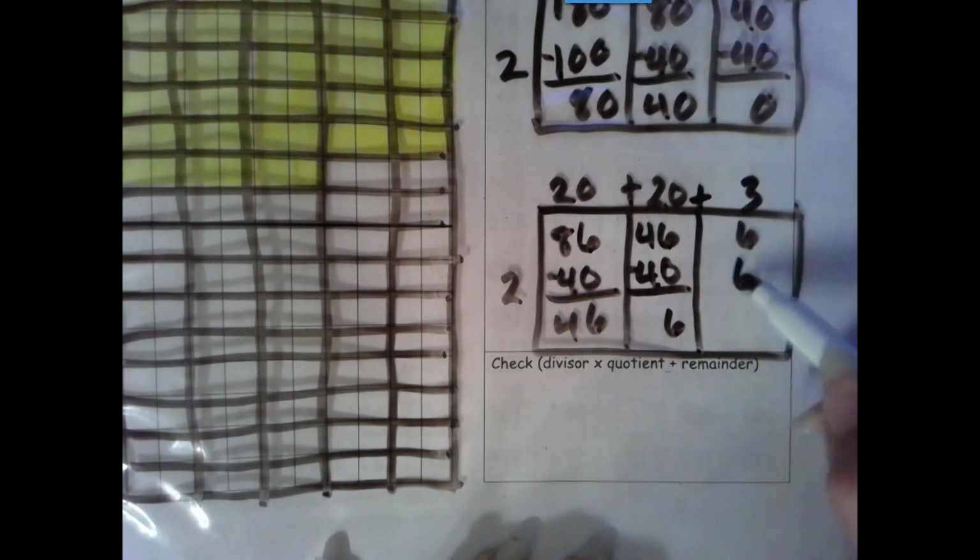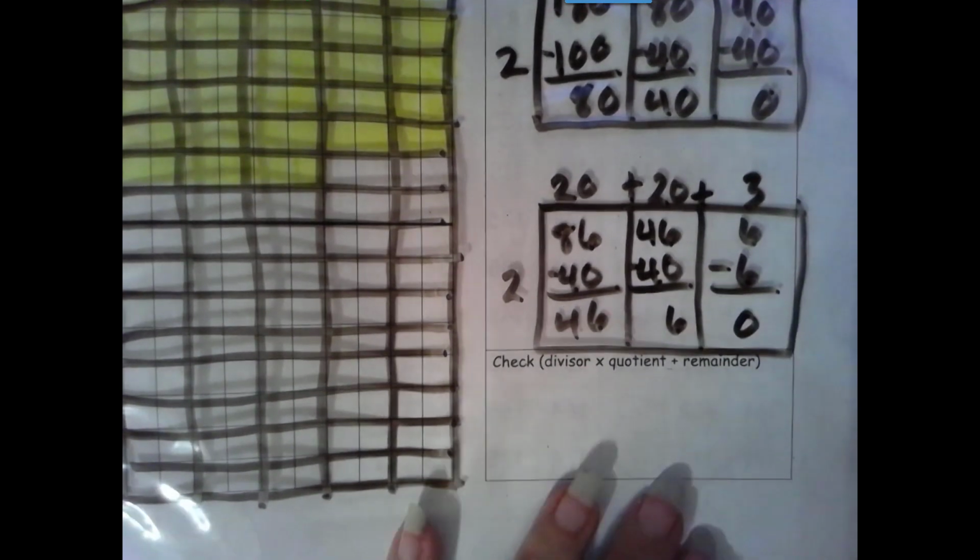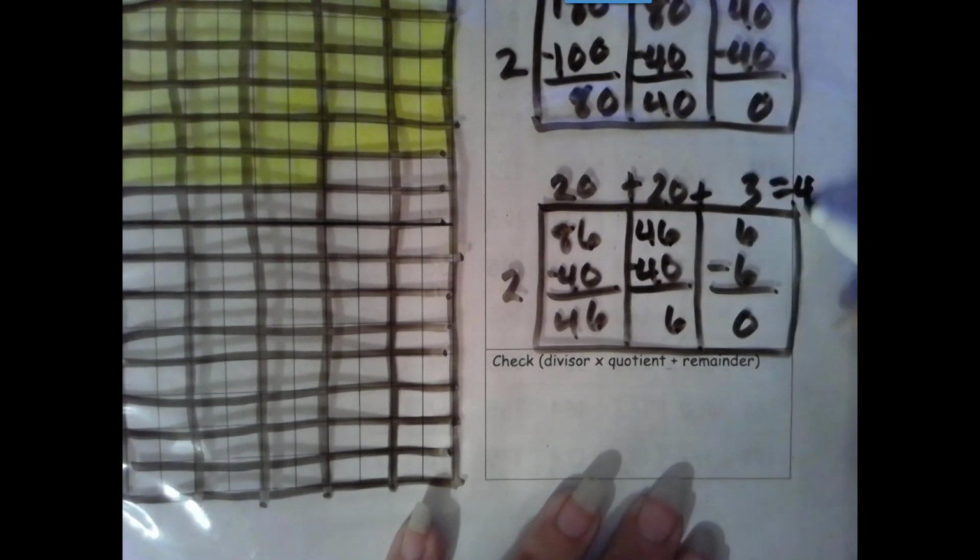2 times 3 is 6. Numbers the same, zero's the game. Add these together. We get 20. 40 plus 3 is 43.